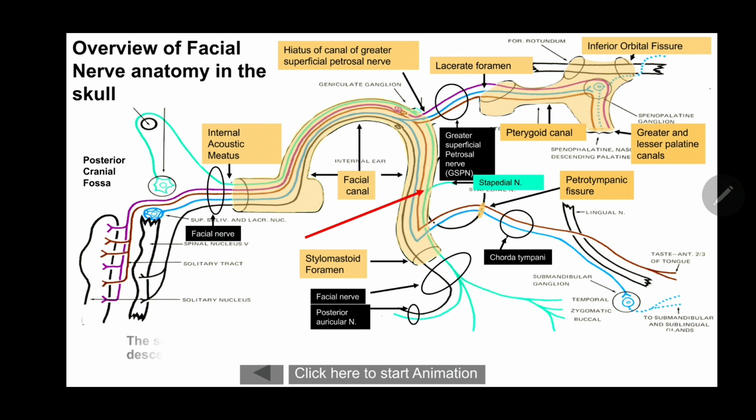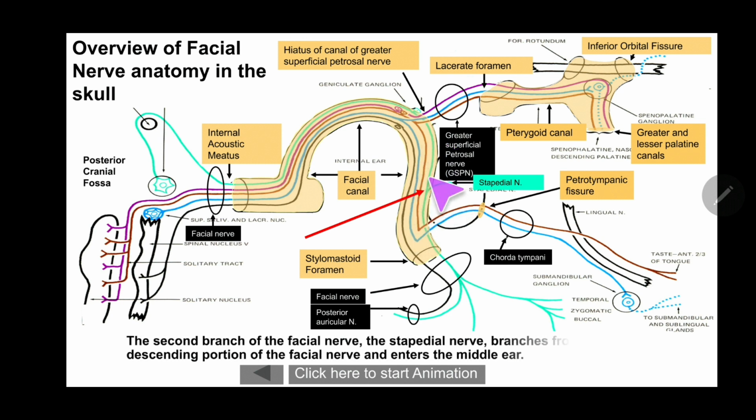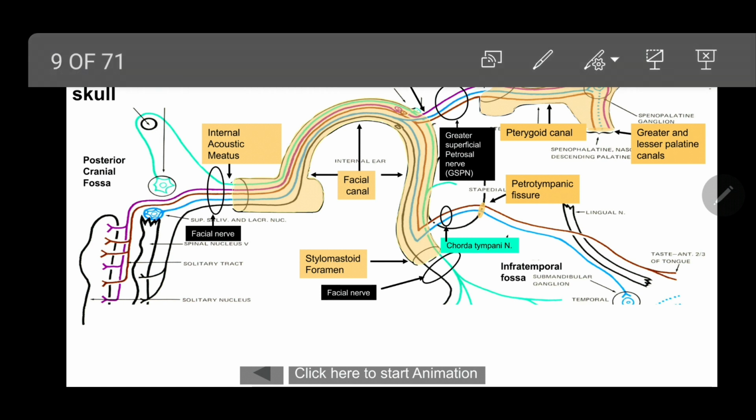Then you are seeing this nerve is given out within this vertical course of the facial nerve. That's the second branch of the facial nerve. The stapedial nerve branches from the descending portion of the facial nerve and enters the middle ear. Got it?